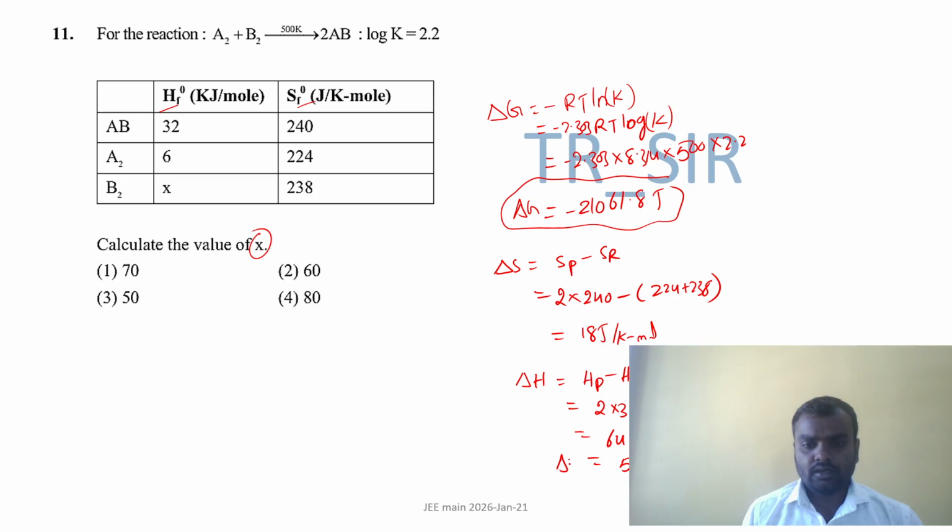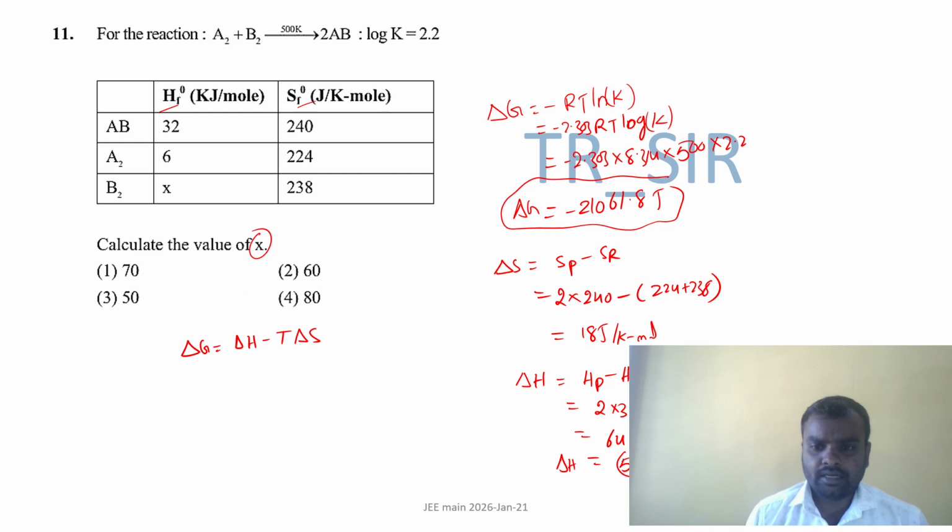Now you got the del H formation. Now what you need to do is use the Gibbs energy relation: del G is equal to del H minus T into del S. See guys, this value is in kilojoules and this is in joules, so I will convert this into joules by multiplying by 1000.